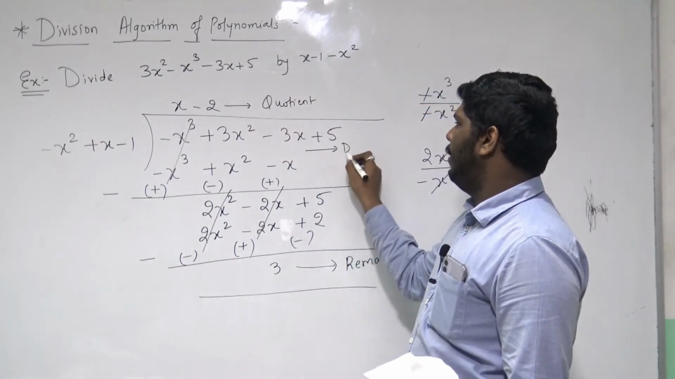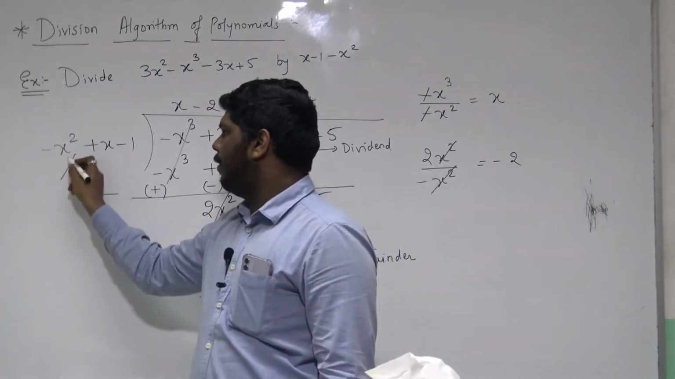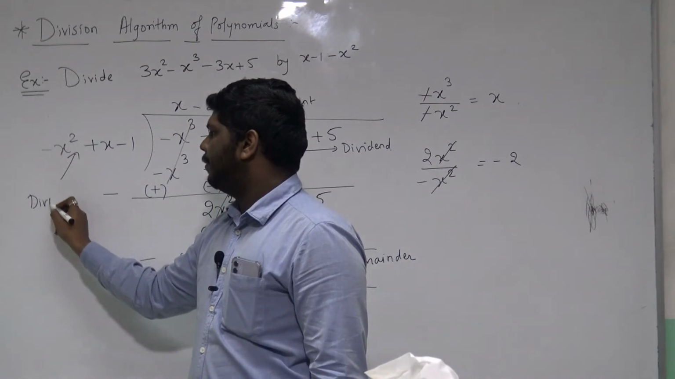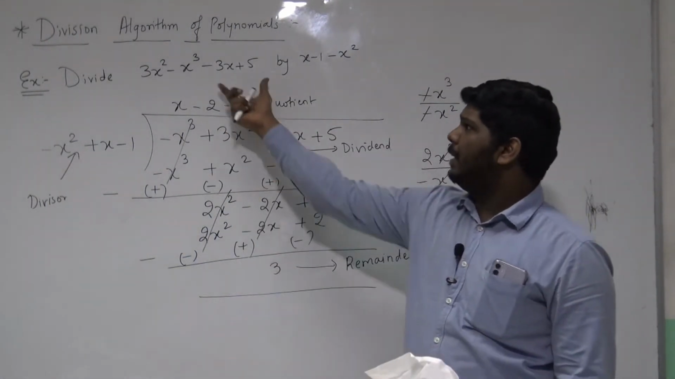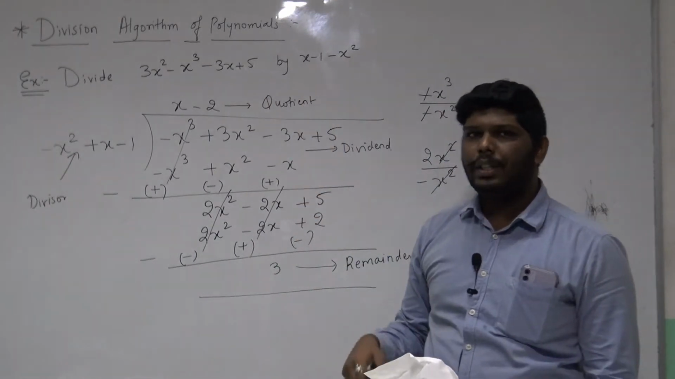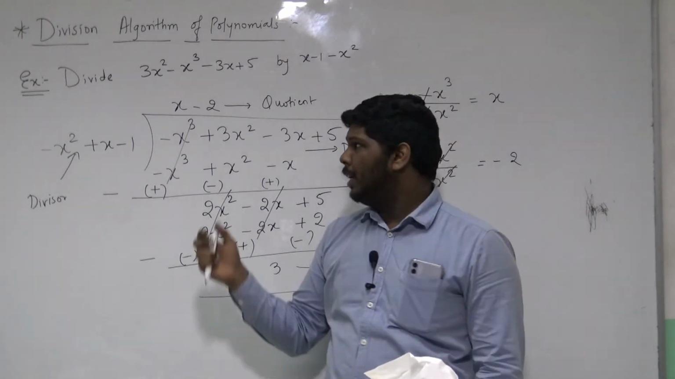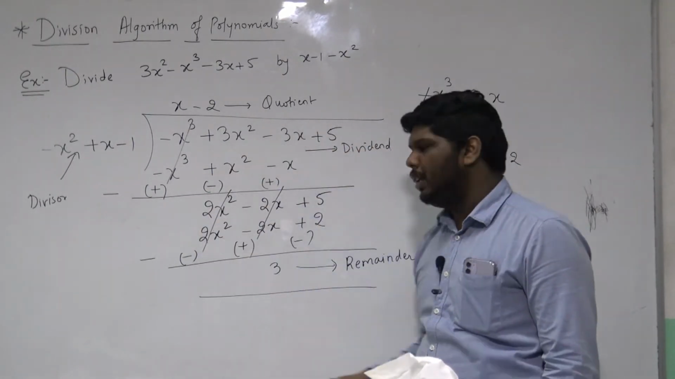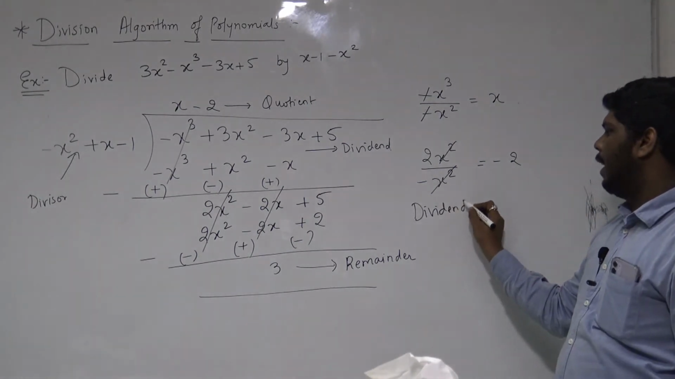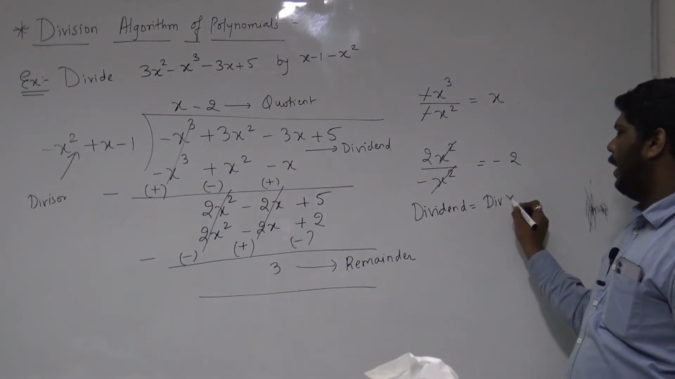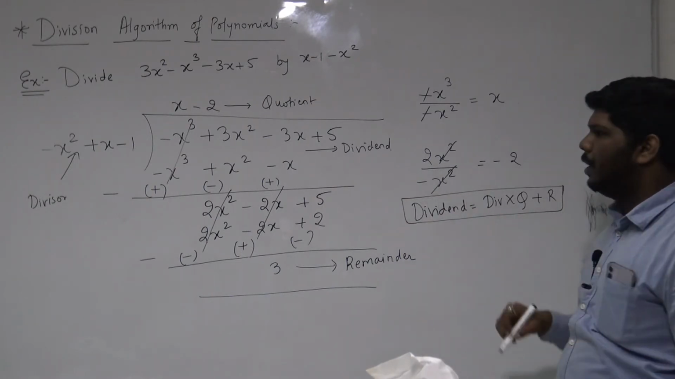This will be our dividend and this will be our divisor. So a simple type of question you can expect is: if you divide this by this, what is the quotient or what is the remainder, or sometimes they might ask you to arrange it in the form of the formula. What is the formula between these four? The formula says that dividend is equal to divisor into quotient plus remainder. So this formula also you should know.